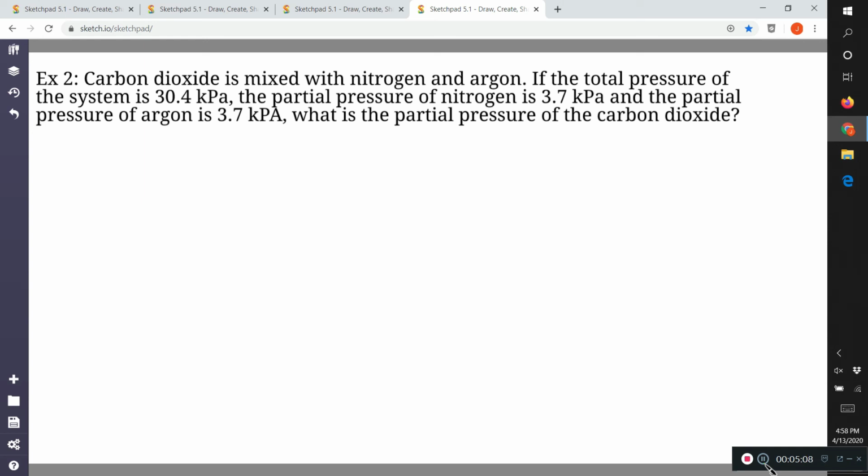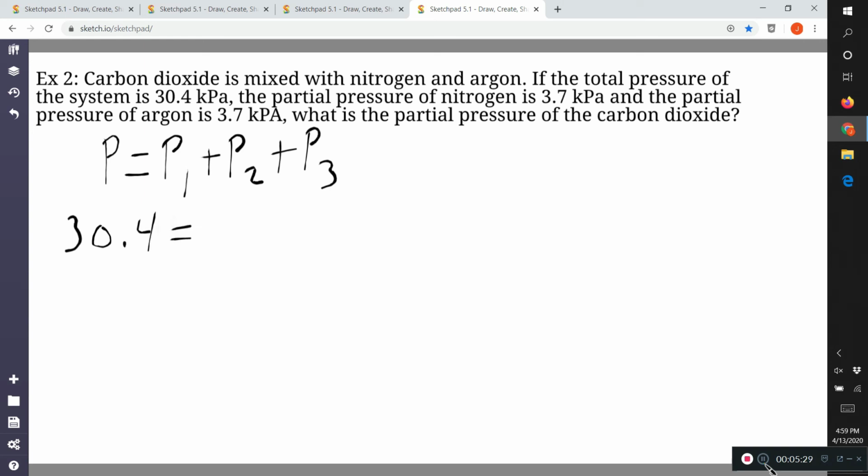In this case, it's simply wanting us to solve for one of our gases. So the total pressure is equal to the pressure of the first gas plus the pressure of the second gas plus the pressure of the third gas. It says our total pressure is 30.4. We don't know the pressure of our carbon dioxide, so we're missing one of our pressures. But we know that the other pressures are 3.7 and 3.7.